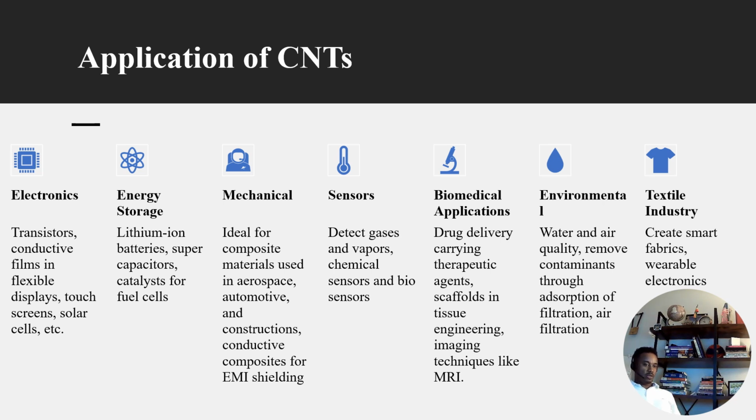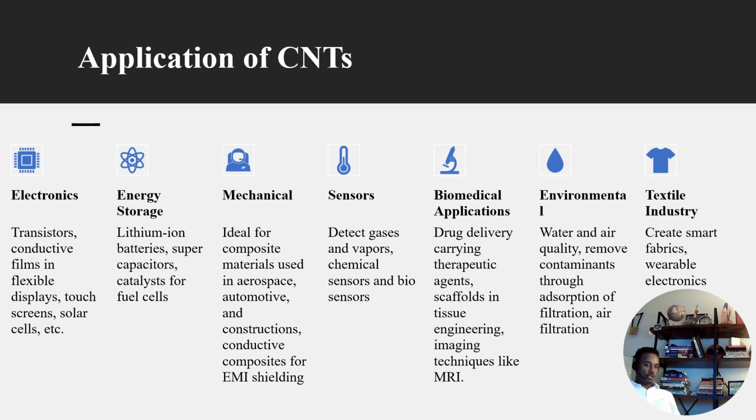Moving forward, another excellent property of carbon nanotubes is that they have a strong strength-to-weight ratio, as we have seen by comparing them with iron in previous slides. So this mechanical property makes them ideal for composite materials, which are used in industries such as aerospace, automotive, and construction.